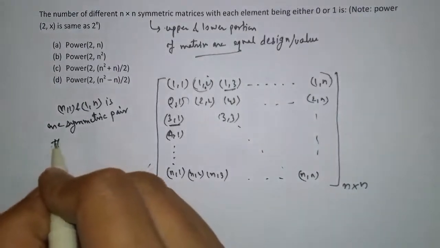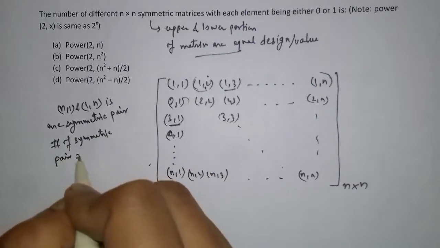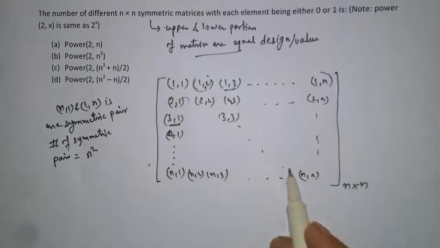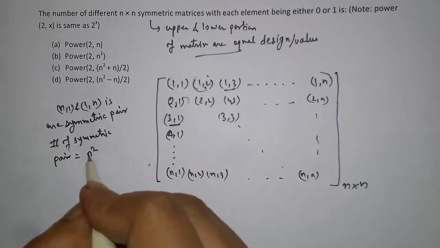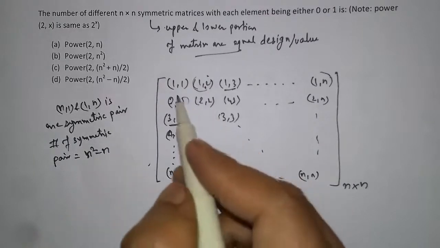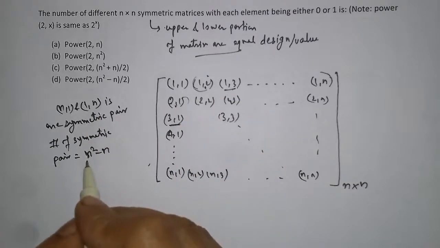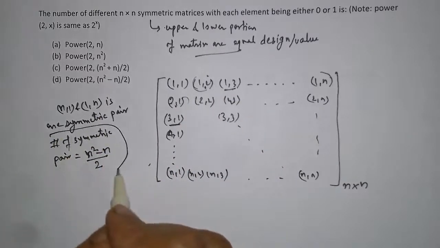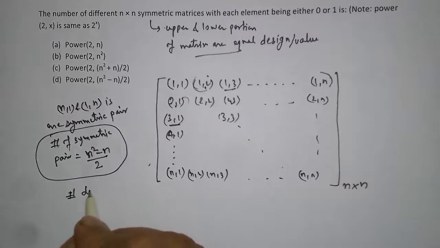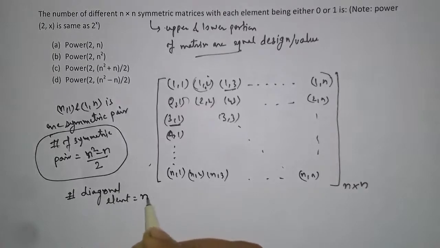So the number of symmetric pairs will be, total number of elements is n squared. If we subtract the diagonal elements, there are n diagonal elements, from the n squared, we will have this many elements left after subtracting the diagonal. Since n comma 1 and 1 comma n is one symmetric pair, we will divide it by 2. So the total number of symmetric pairs is n squared minus n divided by 2, and the total number of diagonal elements is equal to n.